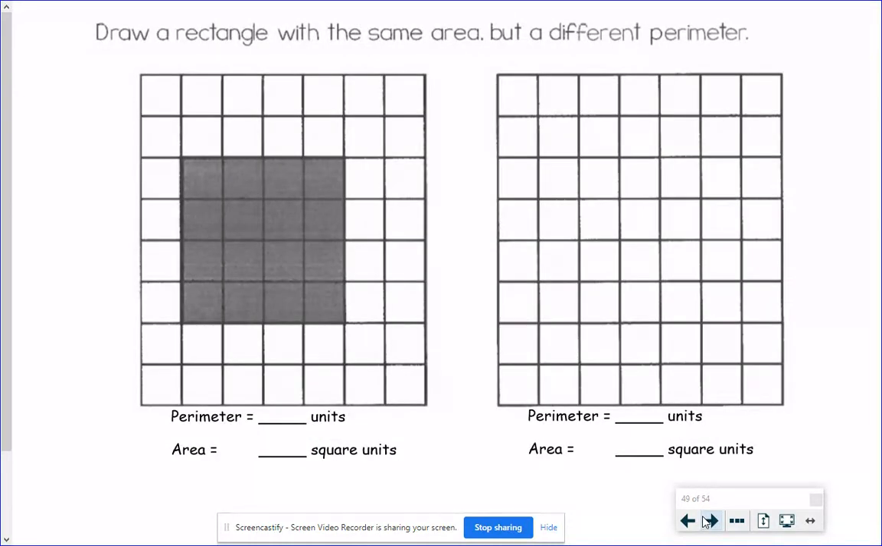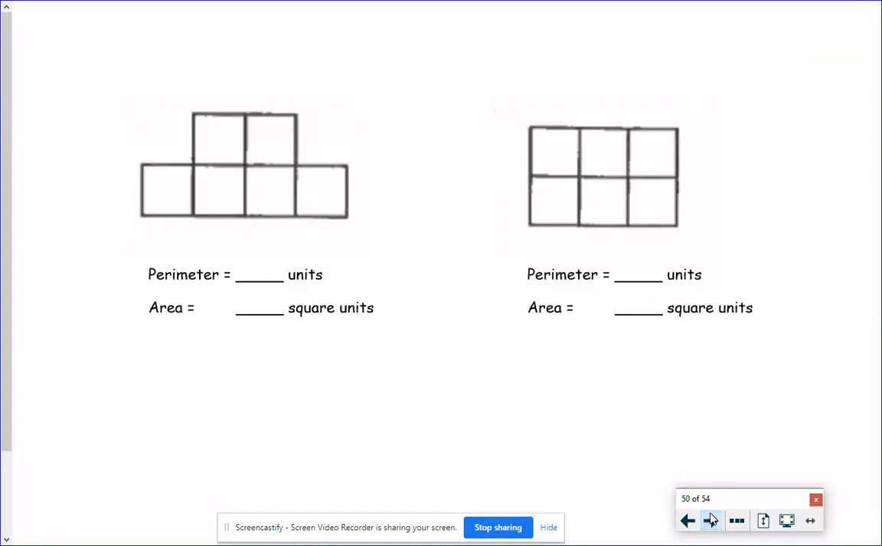Draw a rectangle with the same area but a different perimeter. I think you get the idea with that one, so I'm going to move on to the next slide. If you just want to pause the video and try this out yourself and draw one, these are ones that are already drawn for us, so we're going to look at these.